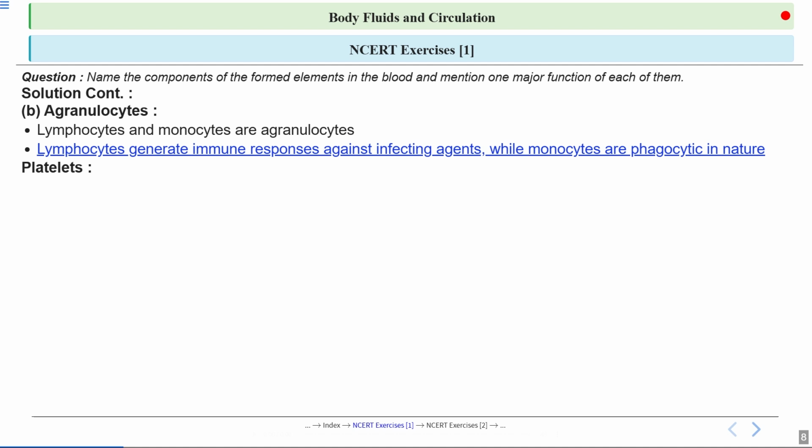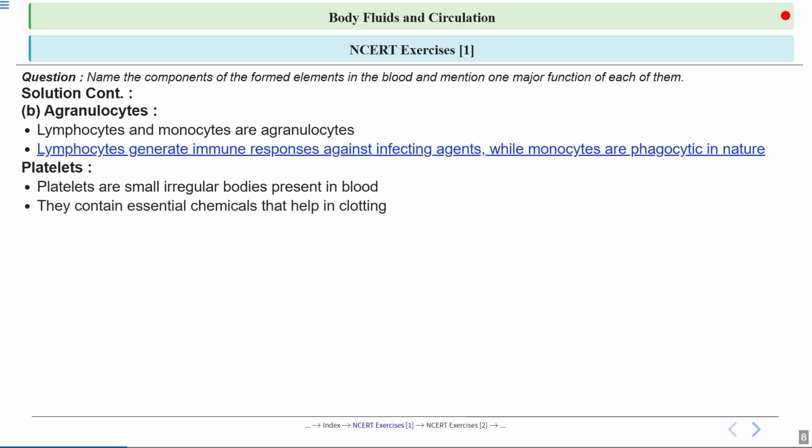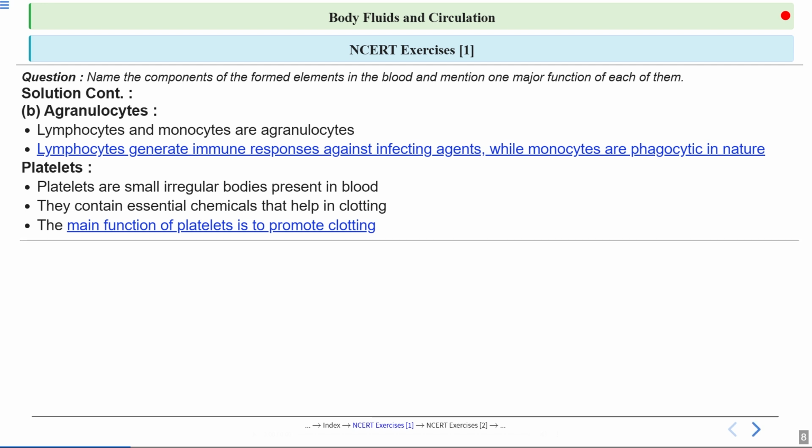Now let's discuss the platelets. Platelets are not true cells, but small fragments that play a crucial role in blood clotting. Platelets are small, irregularly shaped bodies found in the blood. They contain chemicals that are essential for the clotting process. When a vessel is damaged, these chemicals help form a clot to stop bleeding. The main function of platelets is to promote clotting. Without them, even minor injuries could lead to dangerous blood loss.